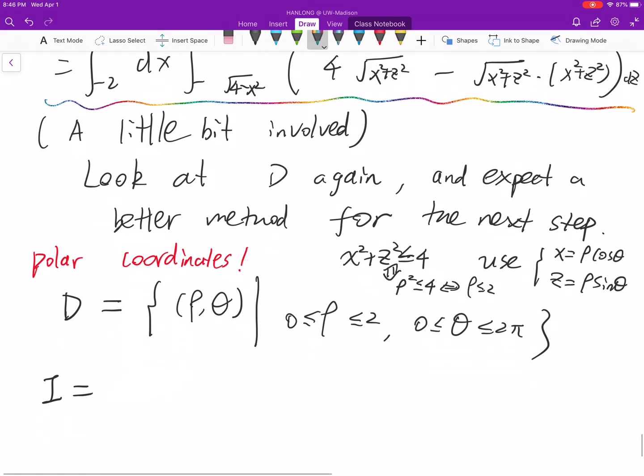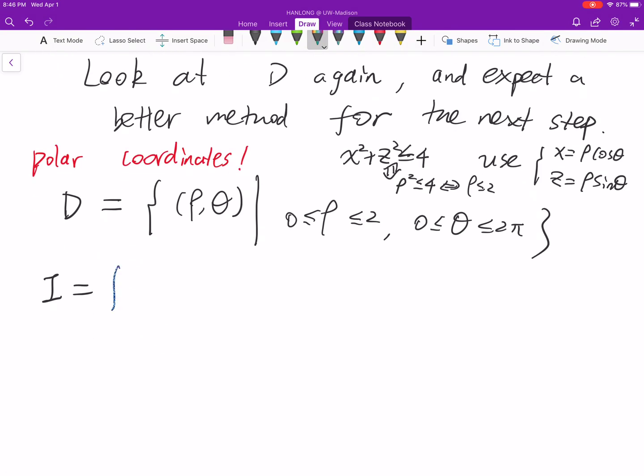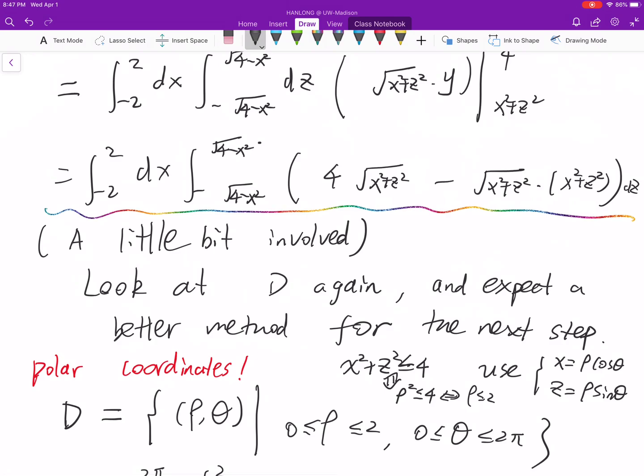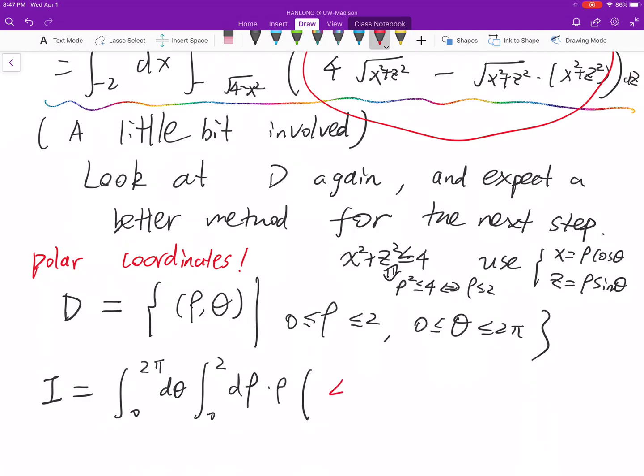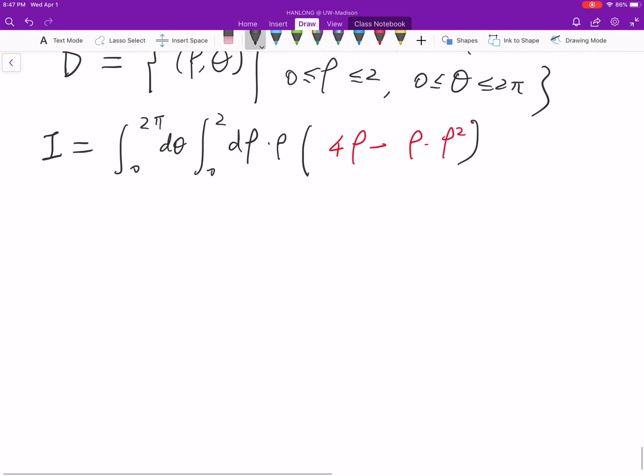And then for I, we already reduced it to this step. Then we can use polar coordinates. So the domain now is given by 0 to 2 pi d theta, and 0 to 2 d rho. And don't forget you have an extra rho here. And then the integrand is this function. You need to substitute in, you have 4 rho minus rho times rho squared. That's all you have.